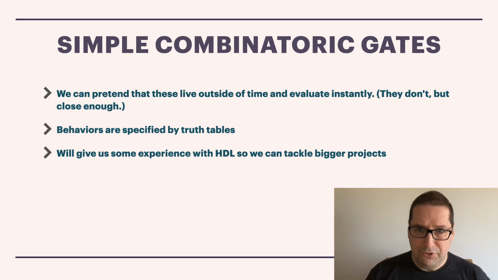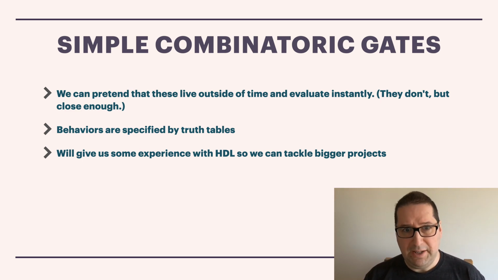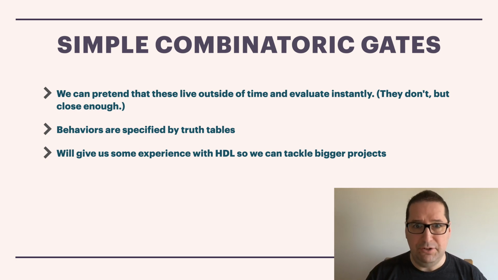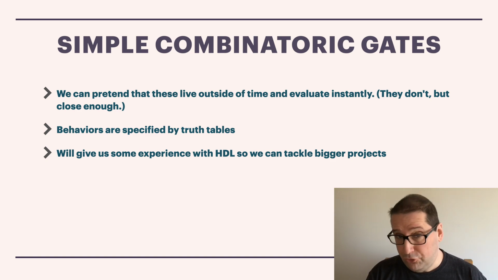So, Boolean logic gates are simple combinatoric gates. This means that we can pretend that the electricity in the circuits resolves instantly to a correct answer. This isn't actually true, but for now, we can act like it is. Most of these circuits should be pretty straightforward, but they'll give us the experience we need with HDL, the hardware description language used by the course, to take on the arithmetic logic unit and CPU, or central processing unit, projects.